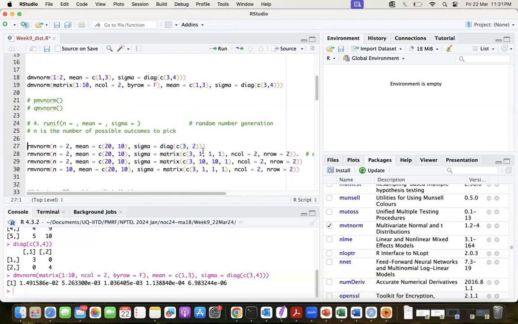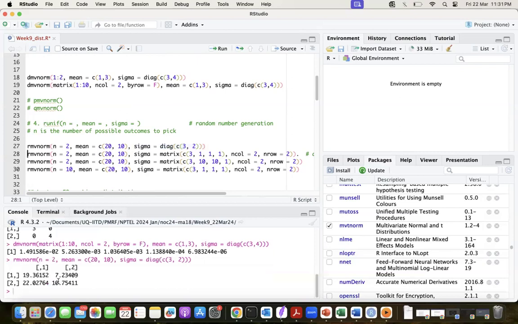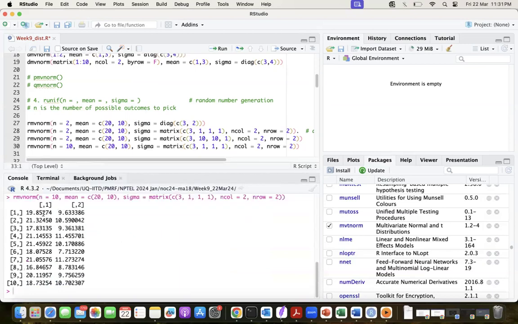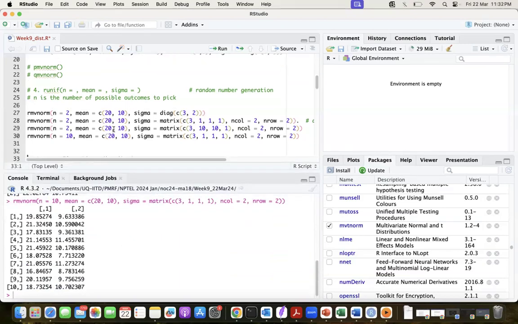So the only thing here is that I'm giving it arbitrary values, just to show. If I run this one right here, you can see you got some random variables distributed. This is the first x and y, and this is the second x and y. If you run this last one right here, you'll get 10 of x and the corresponding 10 of y.